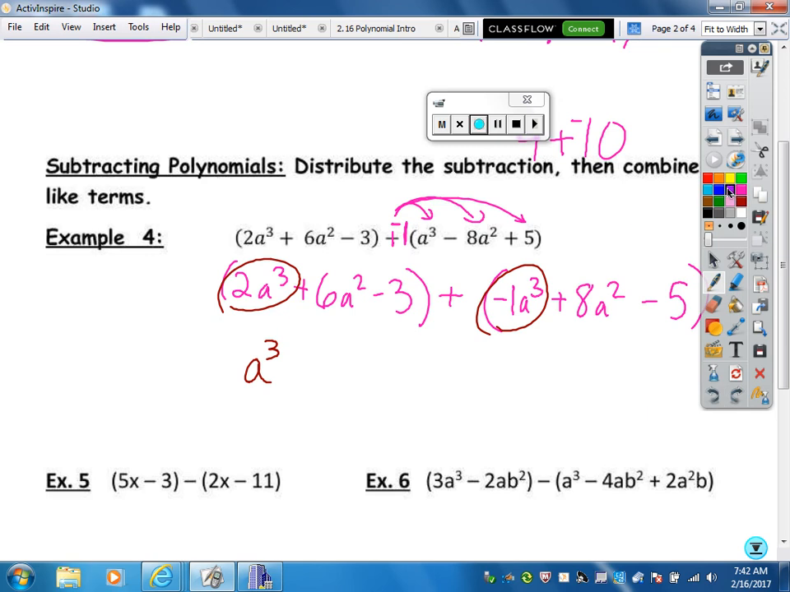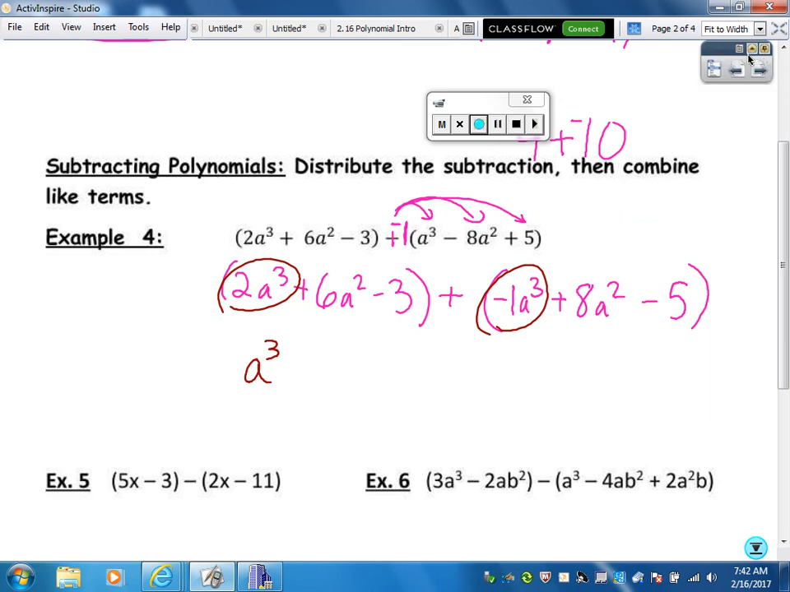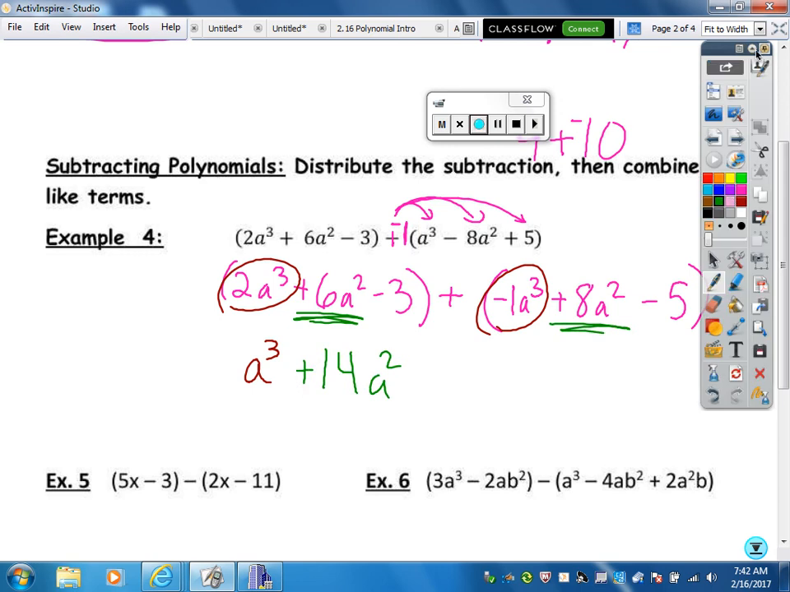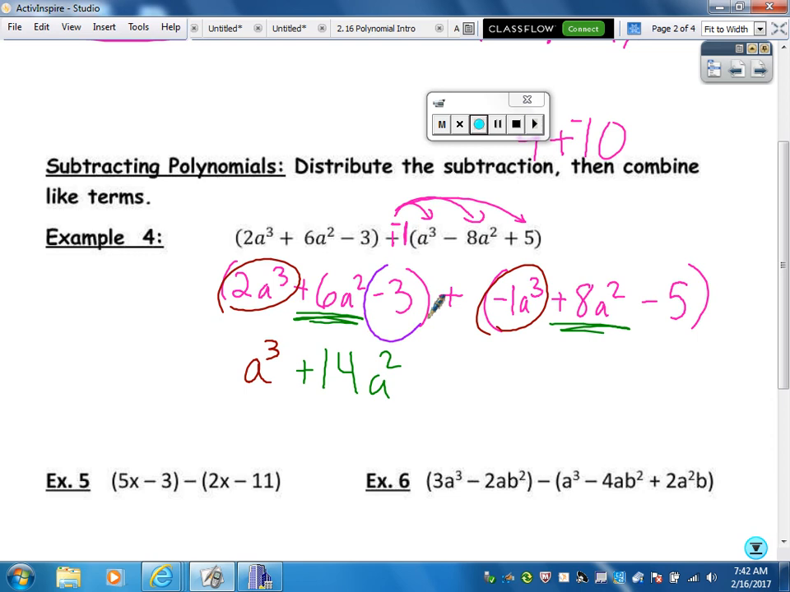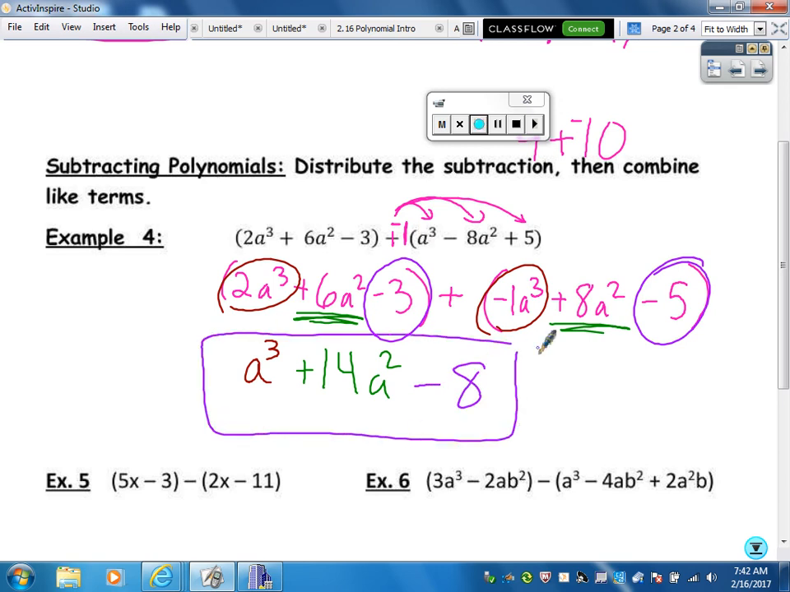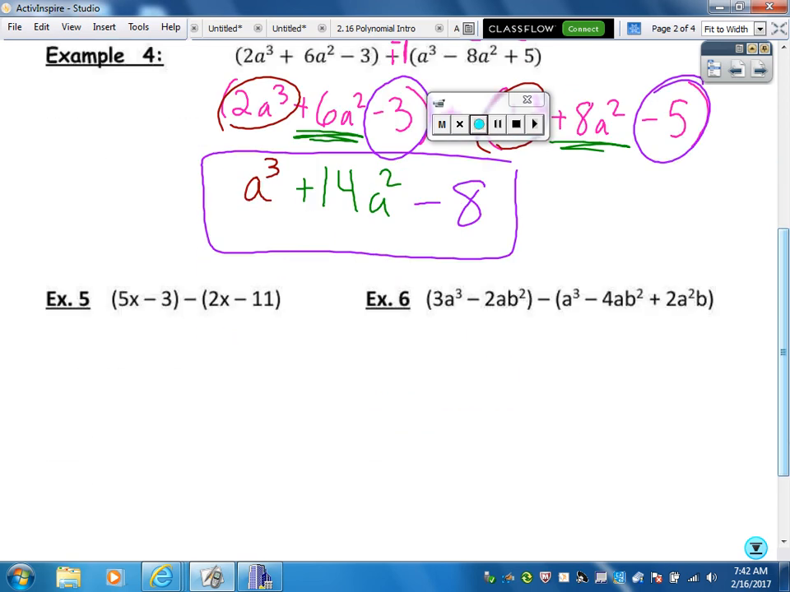Next one would be a squared, right? Because after cubed is squared. And they put it in order for us again. So I've got positive 6, positive 8, so all together positive 14 a squared. And then after that, I've got a negative 3. I see it right here. And I've got a negative 5. So we're going to add those together. So negative 3 plus negative 5 is negative 8. All good. So if I asked you what your leading coefficient for this one was, you would tell me 1, that ninja in front of the a cubed.